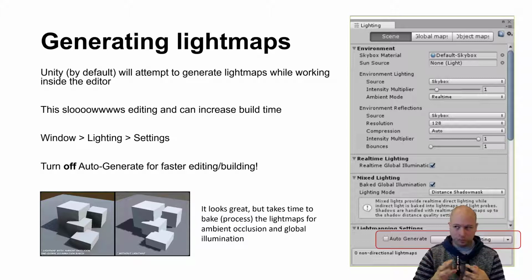Unity will use some pretty advanced ambient occlusion techniques and other lighting techniques or global illumination that we haven't discussed. But these do take up a lot of performance to do in real time, especially as you're changing things. So you can turn these off.